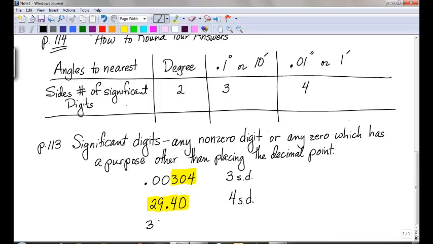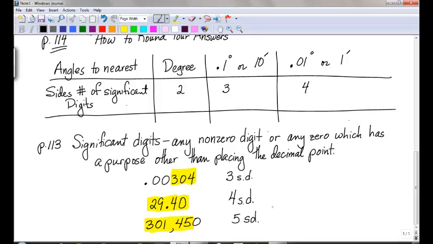Let's say 301,450. Okay, this is significant. Any zero between two non-zeros is significant. The 4 and the 5 are non-zero, they're significant. I need this 0 to get the decimal point. If I don't have that 0 on there, it changes the value, right? Okay, so that one has 5 significant digits.